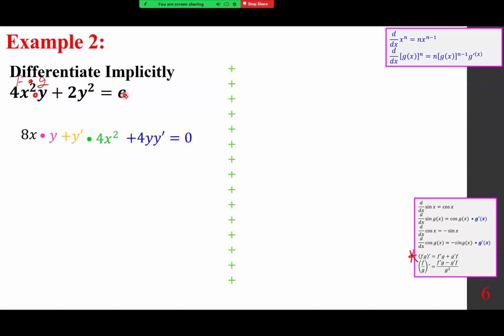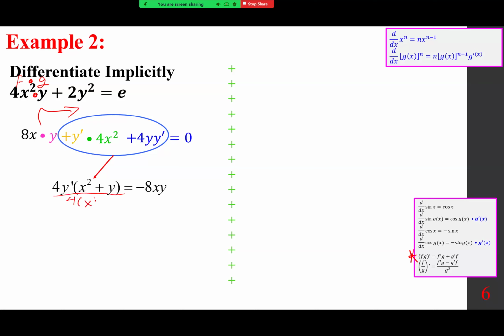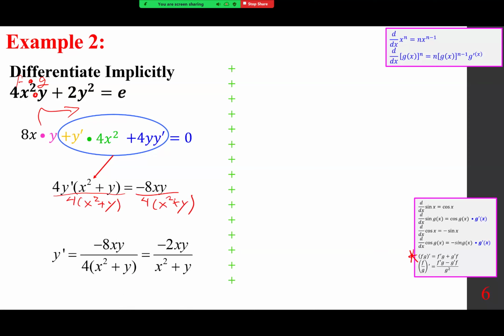We're practically done. We can move this to the right. And these two, we take a common factor of 4y prime. We divide both sides by 4 times x squared plus y. And we get negative 2xy over x squared plus y as the final answer.